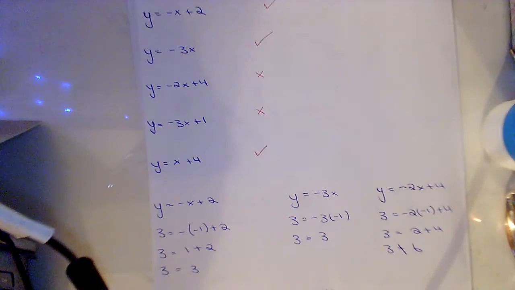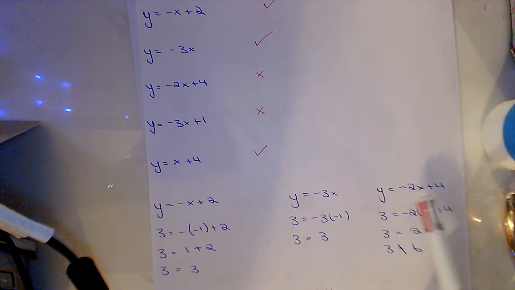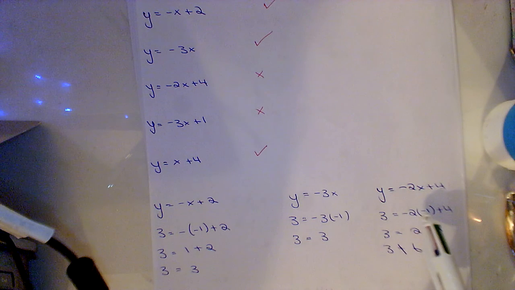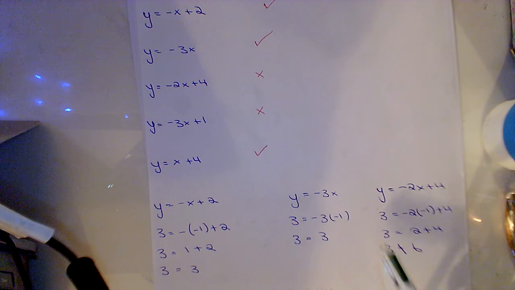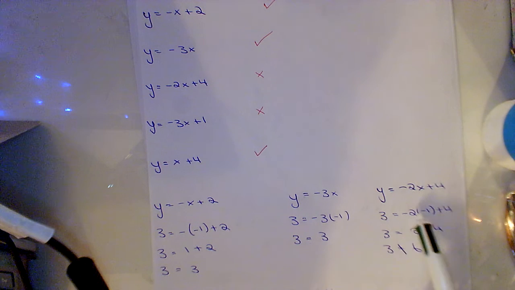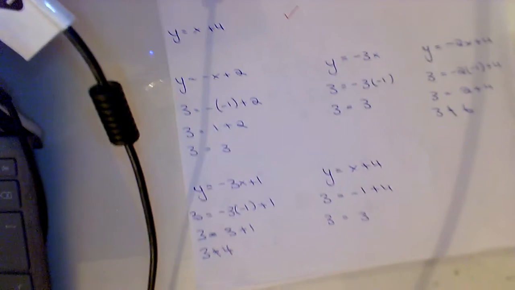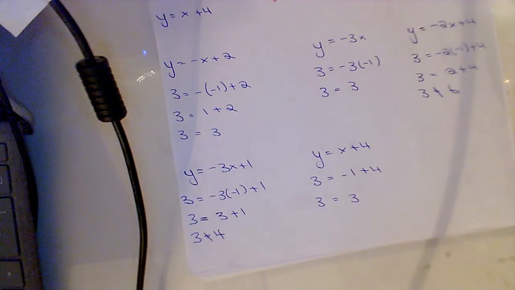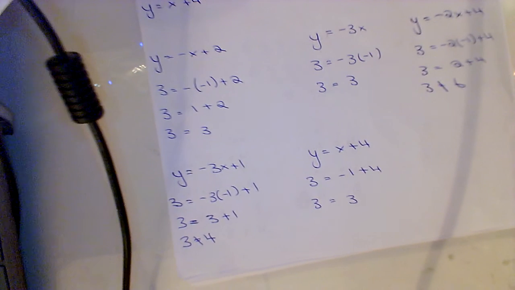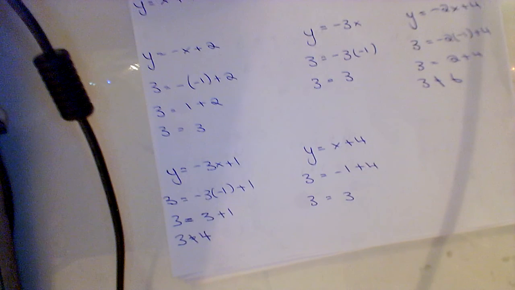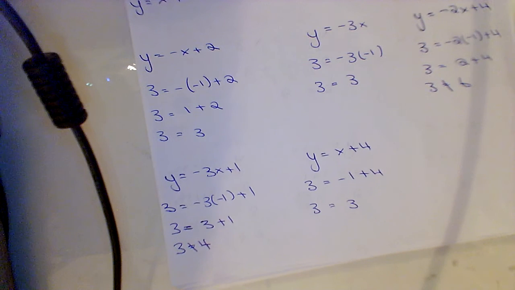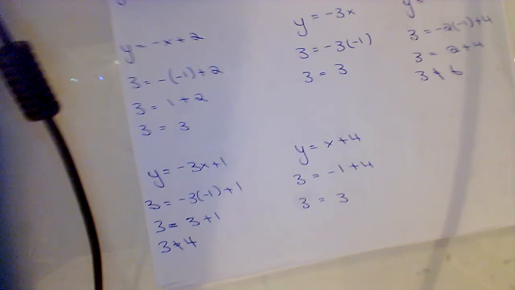And then my third line here, I have y is equal to minus 2x plus 4. And I have 3 is equal to minus 2 bracket minus 1 plus 4, and I get 3 is equal to minus by minus gives me plus 2 plus 4. 3 is not equal to 6, so it's not on line 3. Line 4 I have then y is equal to minus 3x plus 1. 3 is equal to minus 3 bracket 3 plus 1. 3 is equal to 3 plus 1. 3 is not equal to 4, so it's not on that line.